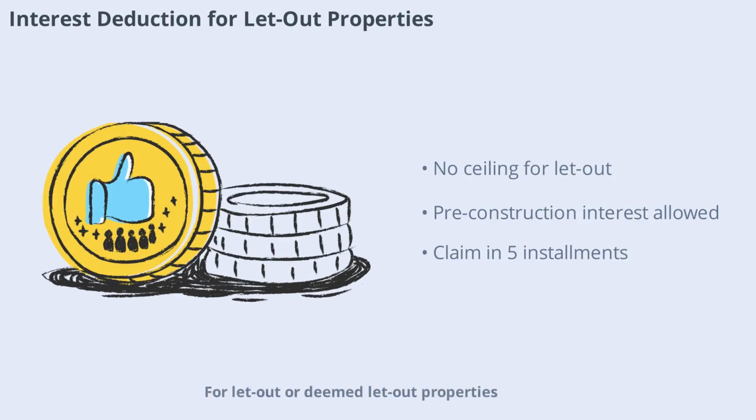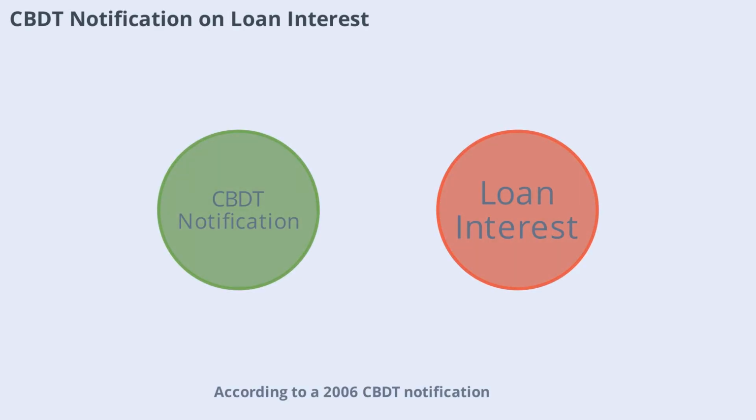For let-out or deemed let-out properties, there is no upper ceiling on the interest deduction under Section 24B. Interest paid during the construction period can be claimed in 5 equal installments after completion. This generous provision encourages investment in rental properties and supports property owners with large loans. According to a 2006 CBDT notification, interest on a loan taken to repay another house loan is also eligible for deduction under Section 24. This means that refinancing or restructuring your home loan does not affect your eligibility for interest deduction, as long as the funds are used for the property.